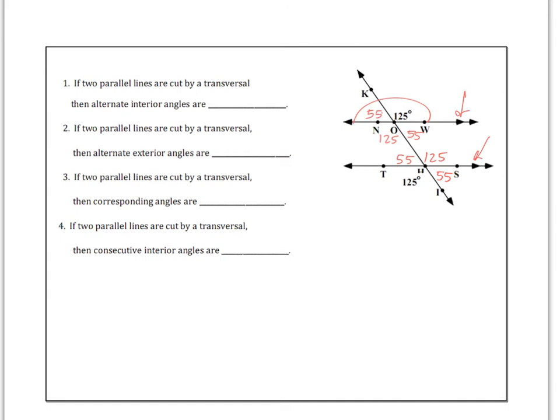So number 1: if two parallel lines are cut by a transversal, alternate interior angles are, well, look at your alternate interiors. Here's one and here's one. See how they're both 55? So they will be congruent. If you'd rather write out the word, you sure can.